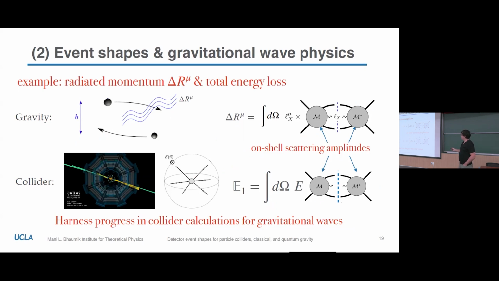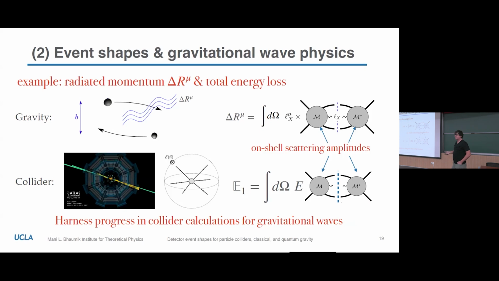So if you, for example, look at the radiated momentum, how much momentum is radiated in the scattering process, it's written in terms of scattering amplitudes weighted by a certain momentum factor. And so this is exactly like the weighted cross section that we've seen in the collider setting, where the one-point function of the single energy correlator is also written as a differential cross section, or amplitude squared, weighted by the energy.